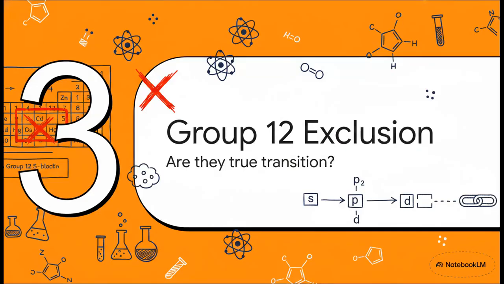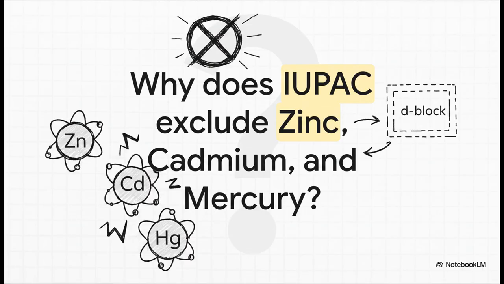Okay, part 3. The group 12 exclusion. This right here is a classic technicality that shows up on almost every major chemistry exam. Look at group 12 at the very end of the transition series, zinc, cadmium, and mercury. They literally sit right there in the D block territory, yet IUPAC officially kicks them out of the transition metal club. So why the eviction?